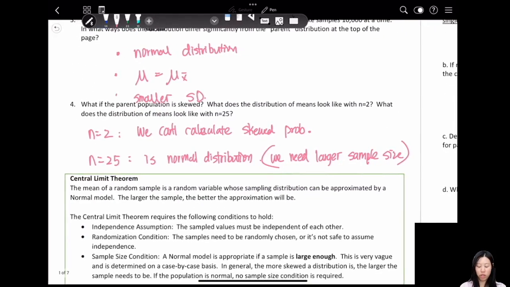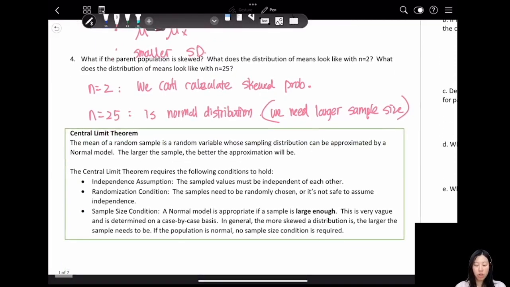Okay, so now I want to introduce what the central limit theorem is. The mean of a random sample is a random variable whose sampling distribution can be approximated by a normal model. The larger the sample, the better the approximation will be. So remember, at the beginning we only collected one, two, or five random samples, and the mean doesn't form a normal distribution. But when we click 10,000 times, the mean of the random sample becomes a normal distribution with a smaller standard deviation.